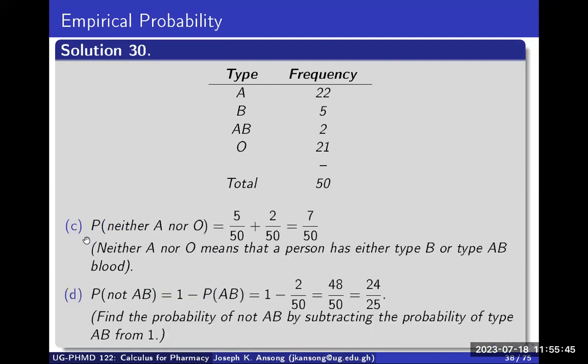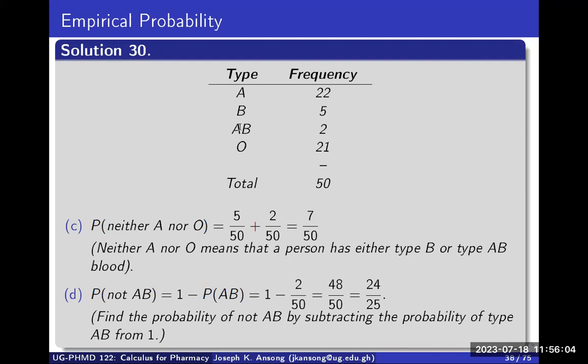And then C says, find the probability that the person has neither type A nor type O blood. Well, if they don't have A nor O, then they would have B or AB.